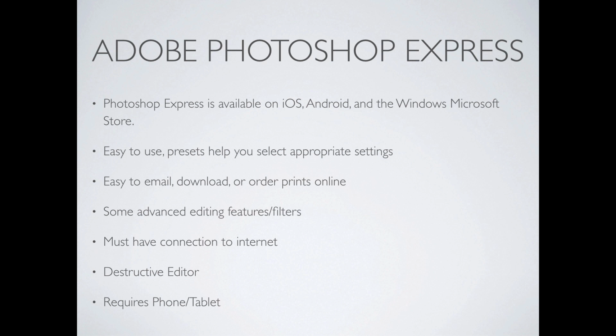Photoshop Express Editor is a tablet application. It's Adobe's version of a mobile app. I don't think it's particularly good compared to something like Photoshop, but it is available. It is free. There are some presets built in. So again, same kind of thing. I want my image to generally look like this. Hit the button, and it kind of shifts it in that direction. It's pretty easy to work with those images. It has a few advanced editing features, but not too many. You need to have a connection to the internet. It is a destructive editor, so once you start messing with your images, it gets permanent. So that's something to be aware of. And obviously, you need to have a phone or a tablet or something to run it on.